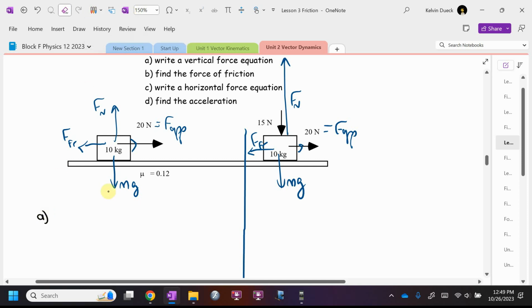Part A says write a vertical force equation. In both situations, are we sinking into the ground like quicksand? Are we flying here like Superman? So that means vertically all the forces up have to equal all the forces down. That's an equation. In the first diagram, what are the forces pointing upwards? What are the forces pointing downwards? Normal force equals mg.